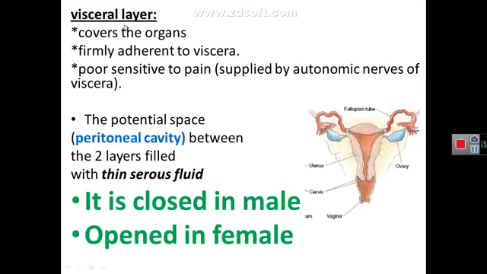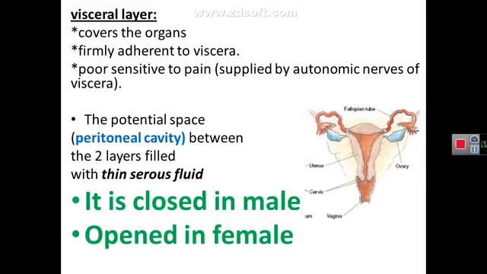While comparing these criteria with the visceral layer of peritoneum, we may say that the visceral layer of peritoneum is very firmly adherent to the organs. It is adherent to the liver, to the stomach, to the intestine. You cannot separate the visceral layer of the peritoneum from these organs because it is firmly adherent to them. And the visceral peritoneum is supplied by the same nerves of the viscera, which are autonomic nerves, sympathetic and parasympathetic, and therefore it is poorly sensitive to pain, or vaguely sensitive to pain.